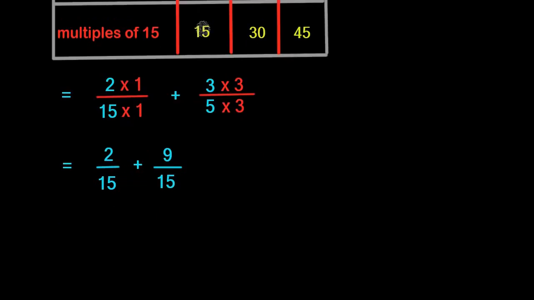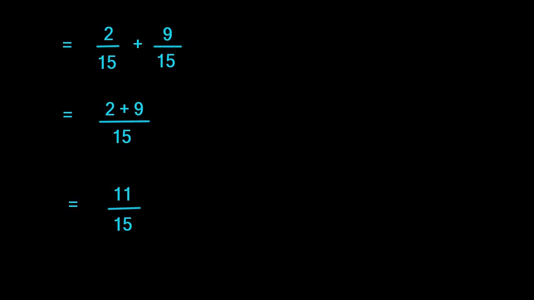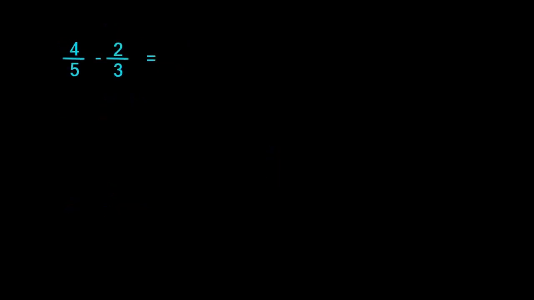Now we have converted these two fractions into like fractions. Now our process is to add as like fractions, that is, only adding the numerators and keeping the denominator as it is. Let us see how we can do it. So it is 2 plus 9, the whole divided by 15. So we get 11 by 15. This cannot be simplified further.